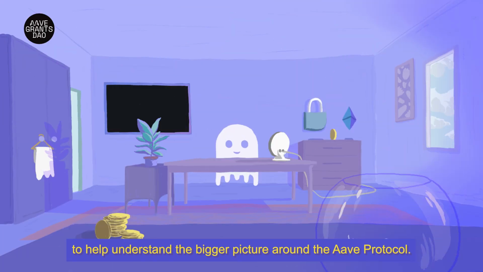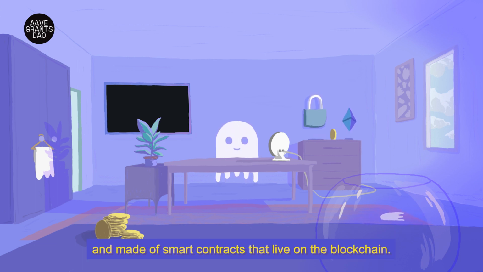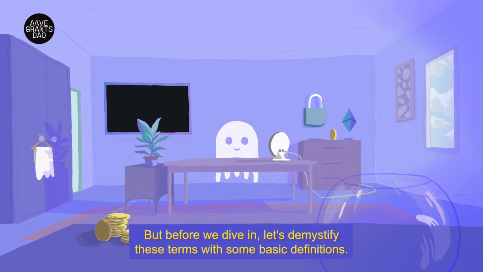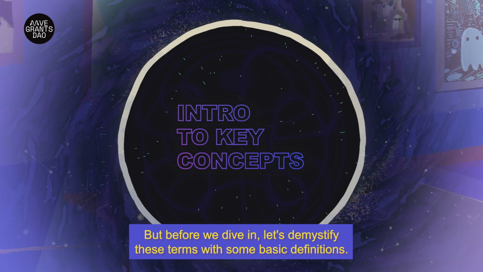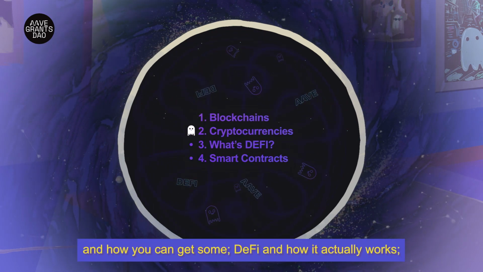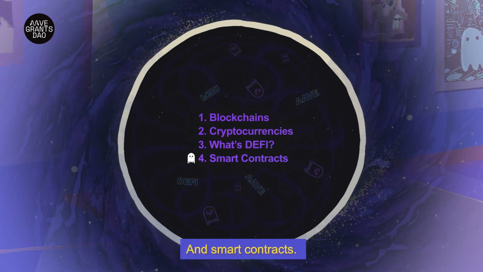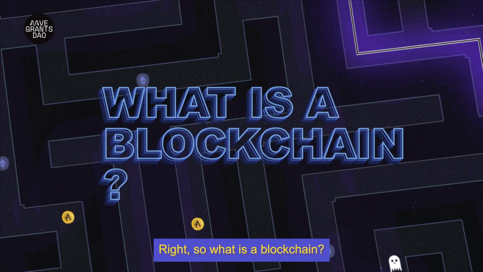Aave protocol. Aave is part of DeFi, short for decentralized finance, and made of smart contracts that live on the blockchain. But before we dive in, let's demystify these terms with some basic definitions. We'll be covering blockchain, cryptocurrency and how you can get some, DeFi and how it actually works, and smart contracts. Right, so what is a blockchain?